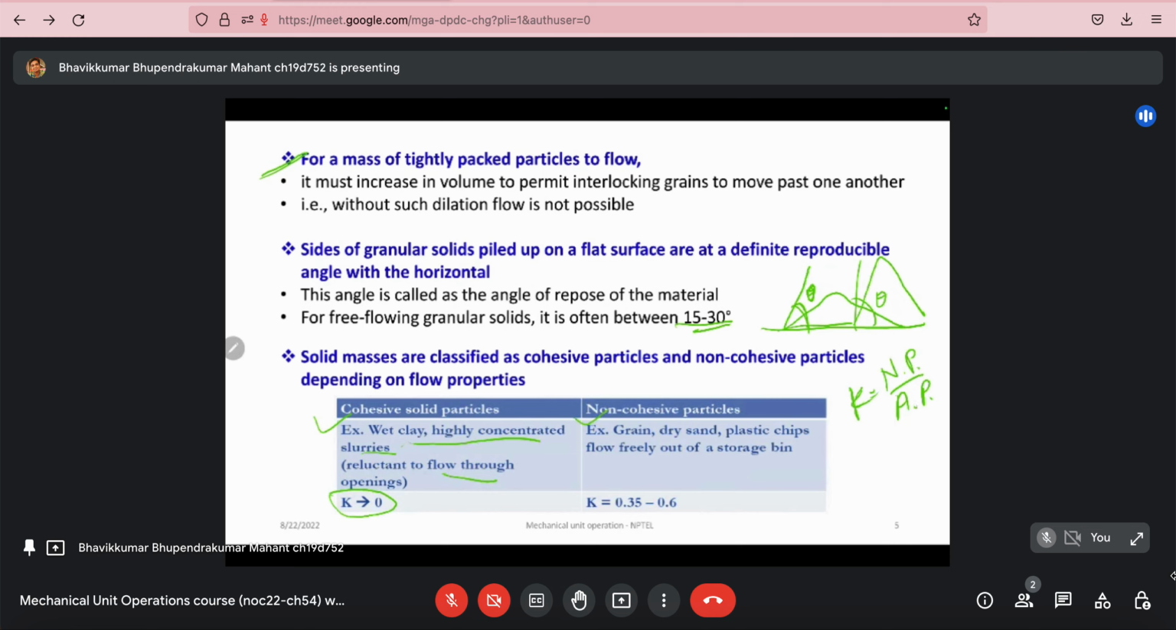And if you talk about non-cohesive particles, which are dry particles, some grain, plastic chips, the K value ranges between 0.35 and 0.6. If any question comes in the exam or an assignment on the K value of non-cohesive and cohesive particles, you should understand the physical significance as well as the value of K for them.